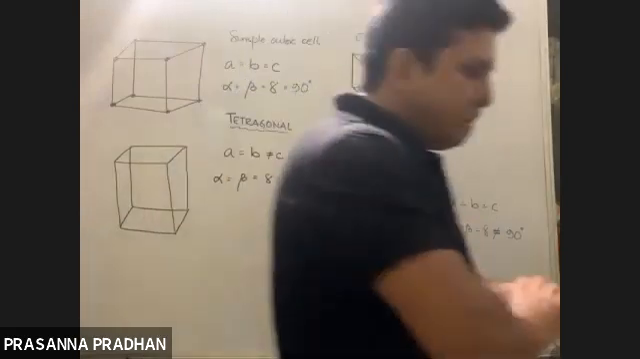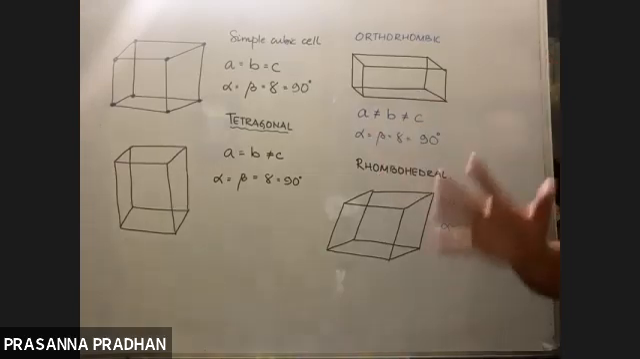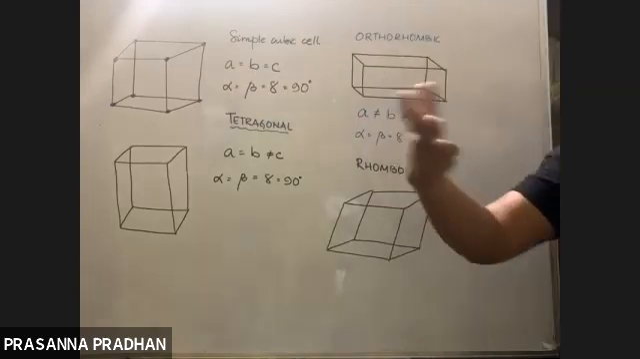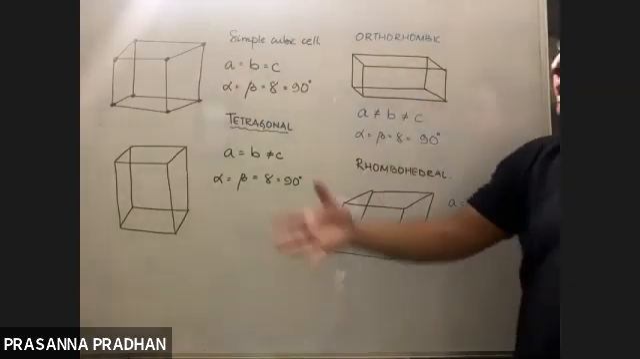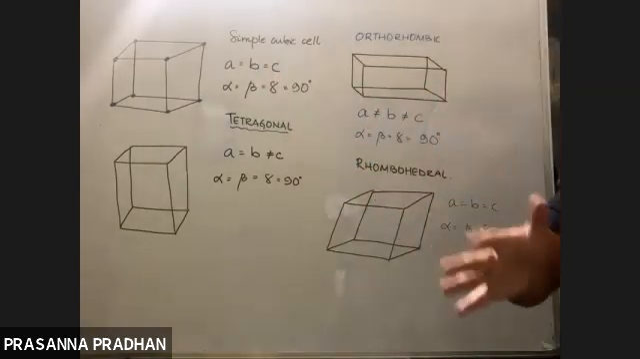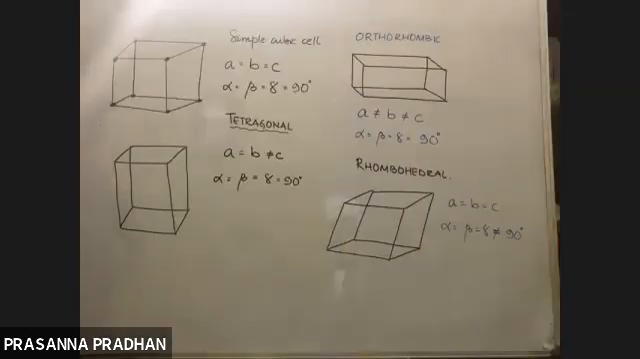Till here it's fine. Unit cells have been classified on the basis of edge length and angles into 7 crystal systems. What is the simplest? A simple cubic cell. In a simple cubic cell, we know a cube, a perfect cube. So all the sides are equal, and all the bond angles are also equal to 90 degrees.